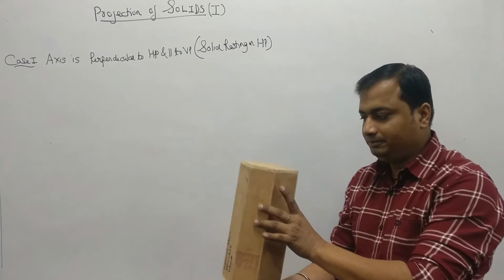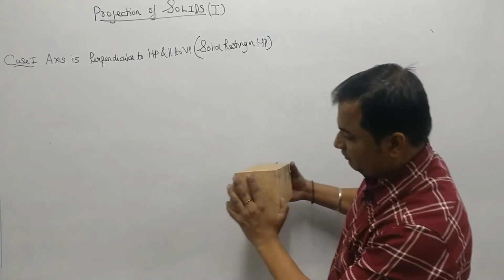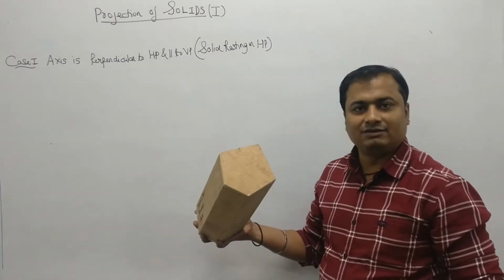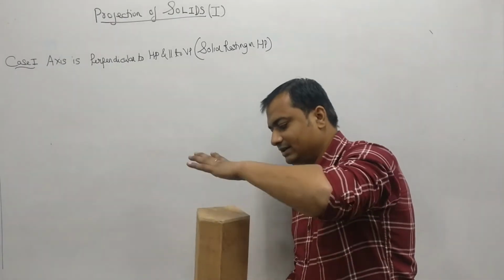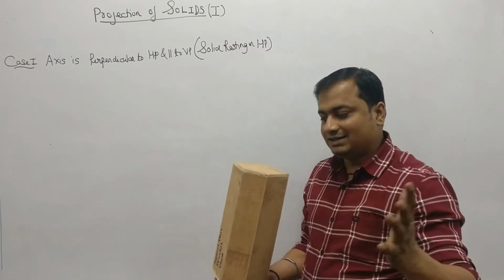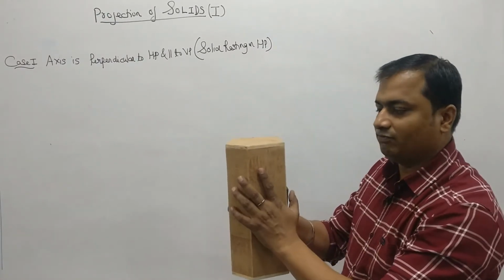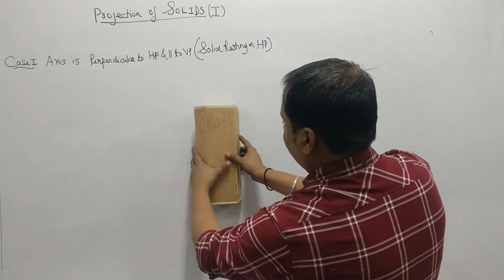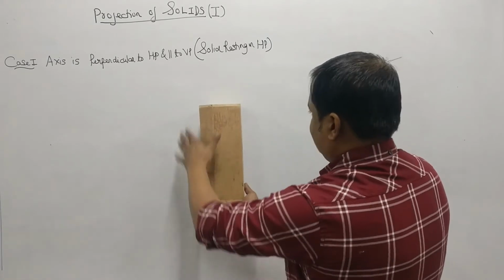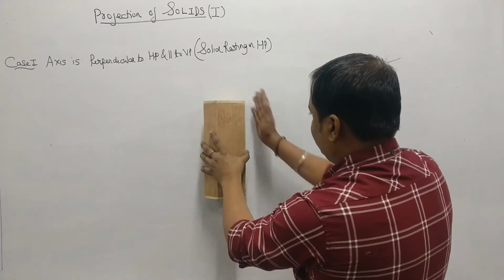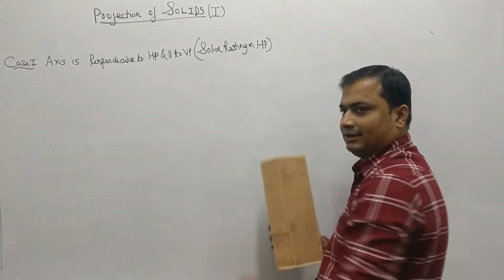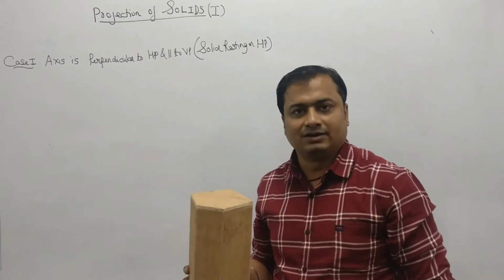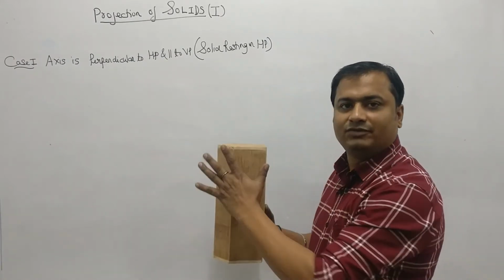So when I see from the top, I will be getting this pentagon. So I will be seeing the pentagon from the top. जब मैं top से देखूंगा तो मुझे एक pentagon दिखाई देगा. And when I see from the front, what will be the front view? The front view is going to look like this: here will be vertical, and this is going to be vertical, and this is going to be horizontal. So the front view is going to appear like a rectangle. So the front view will be a rectangle, and the top view will be a pentagon.